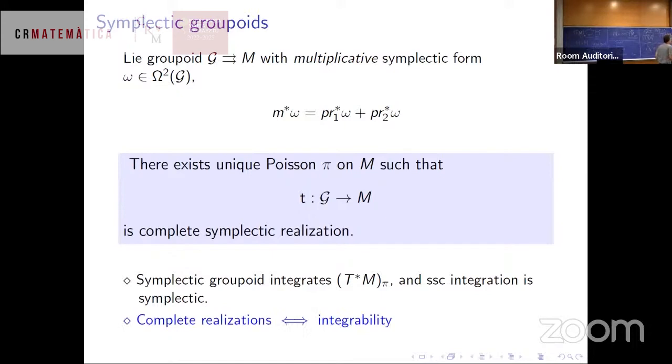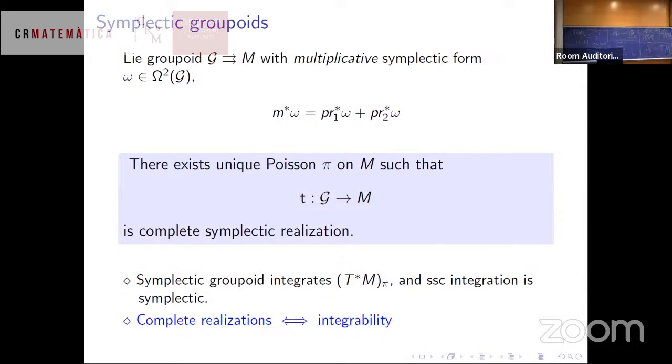And the way to show that these complete realizations don't exist in general was actually to prove that their existence was equivalent to the integrability of this Lie algebroid, and understanding that this Lie algebroid may not be integrable. I told you that in general, Lie algebroids are not integrable, but even those coming from Poisson manifolds are not integrable. Okay, so that was like the path.